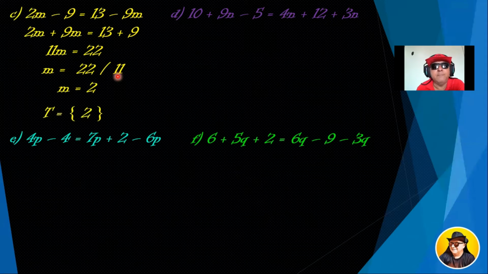Let's see letter D. Let's organize them in families. Don't forget, this is basic. Let's see. I have 9n minus 4n because it was positive, now it is negative.